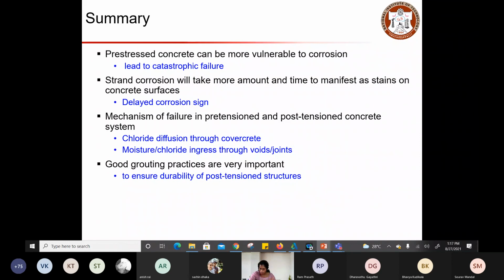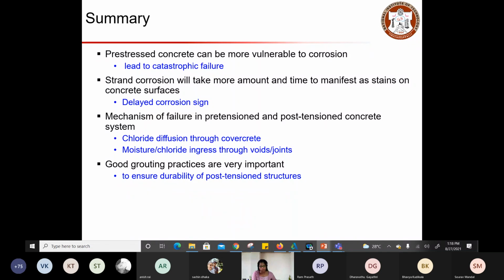So that's all about this module, where we talked about the basic difference in the corrosion mechanism between deformed rebar and pre-stressing strands. Why you do not see early signs in a pre-stressed system, and you will see the sign only when you have significant failure. And what are the ways we can provide a protection system for your strands, and what are the good grouting practices that you can adopt so that you can ensure good durable structures by preventing corrosion. Right? That's it. I'll stop here, and then we can continue with the next module.